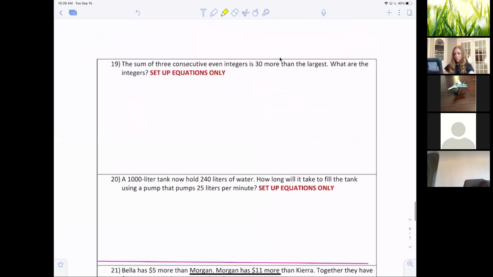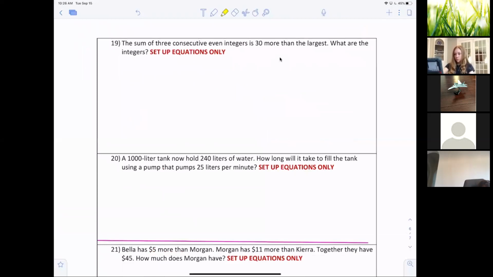All right, let's continue on. Now we're in good shape because all we have to do is set them up. We don't have to solve. All we have to do is set them up. So here we go. The sum of 3 consecutive even integers is 30 more than the largest. What are the integers? Tell me how to do this.